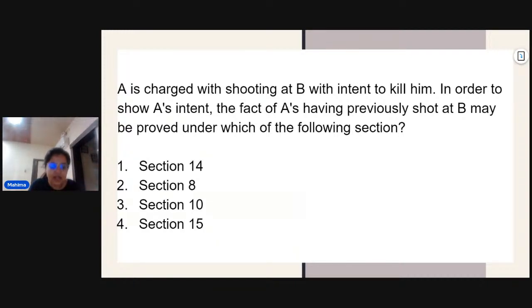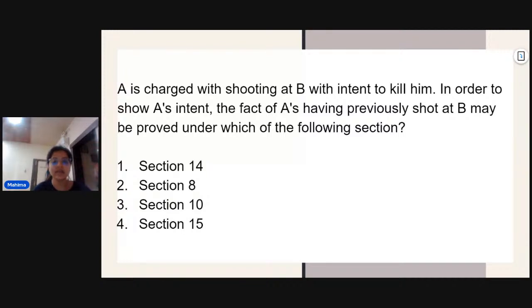It can be relevant under section 8 also as previous conduct, but it is an illustration given under section 14. Therefore, for DJs, illustrations are very important. Yes, it is illustration I under section 14. It is previous conduct also. These sections are relevant altogether. 6, 10, 9, all these sections are interconnected in a way.